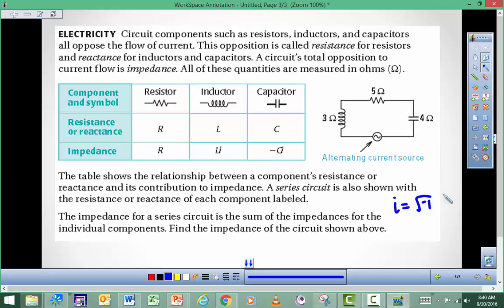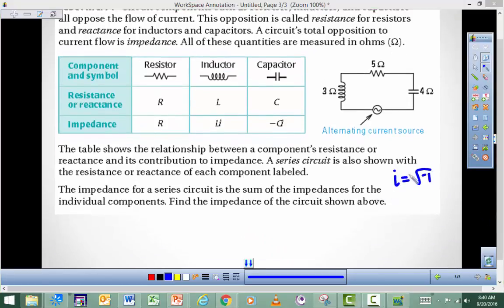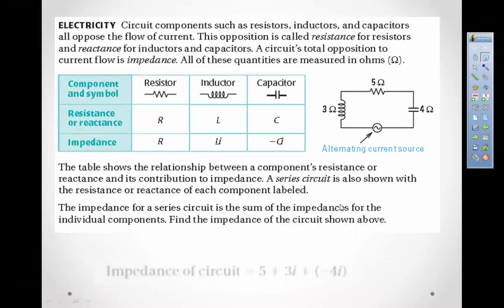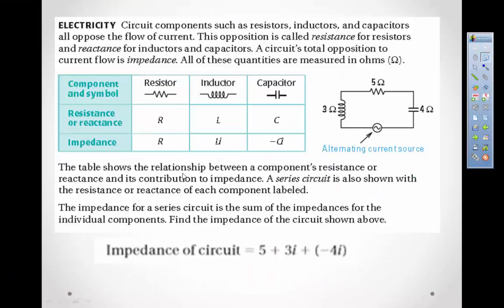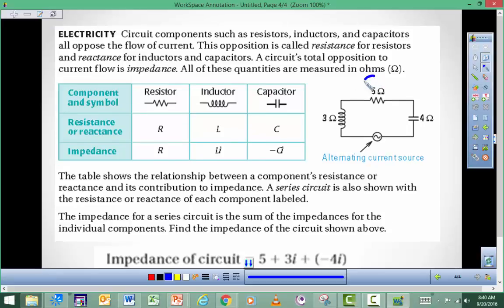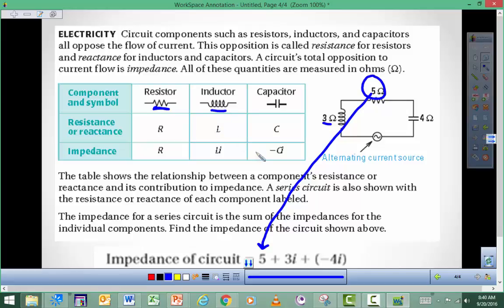And so here's an example in your book where it shows you this. I'm going to go one more. And so notice if we wanted to add up the total impedance, what we'd do is we'd take 5. That's where they got the 5. There's across the resistor. It's exactly 5. That's where they got that one. Okay. And then across the inductor, that's this guy right here. That's a magnetic coil. You're supposed to put an i with it. So you end up with 3i right there.